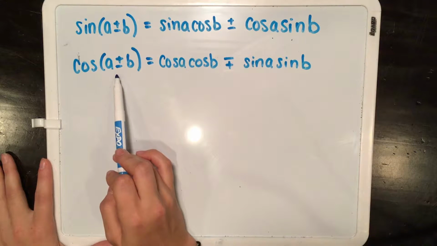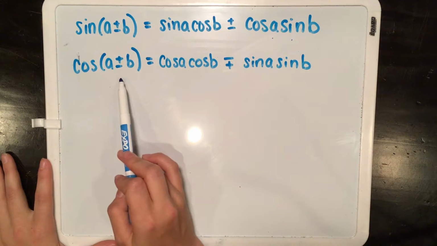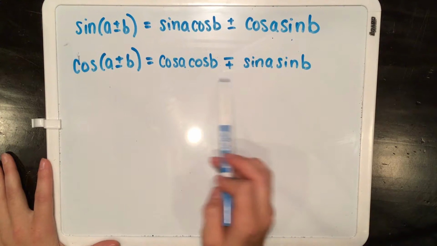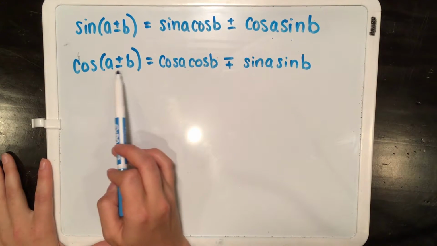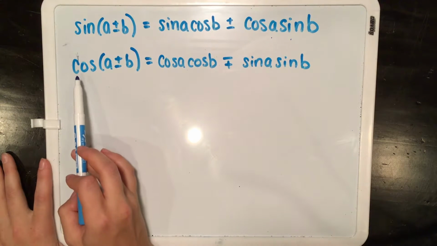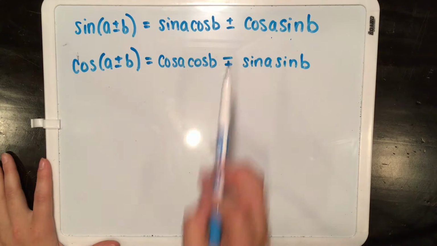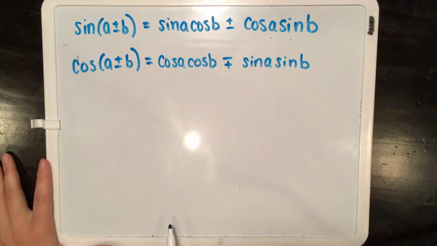Also notice that if it's a plus sign for cosine, it's negative in the formula, and if it's a minus sign here, then it's positive in the formula. So for cosine, it's the opposite sign, and for sine, it's the same sign.